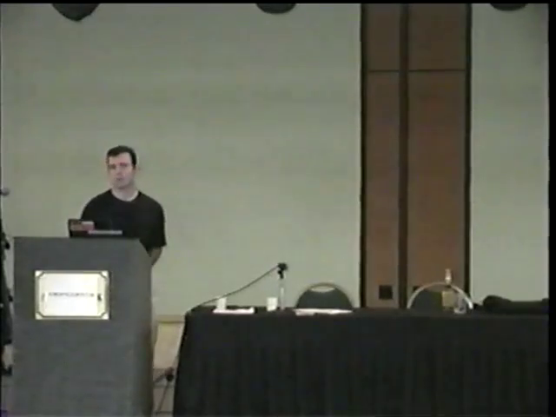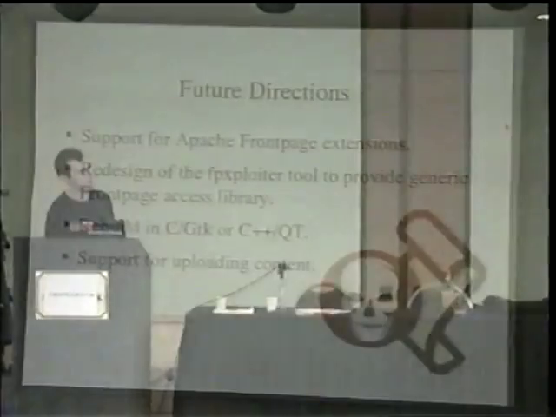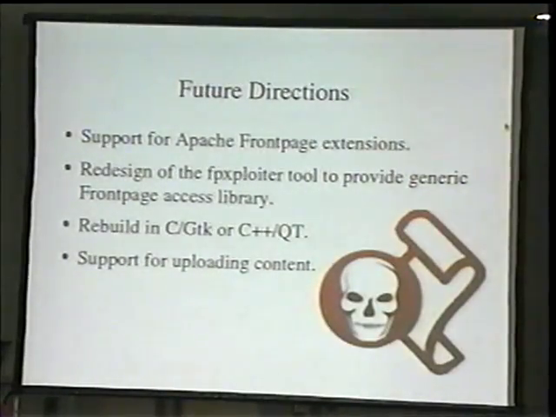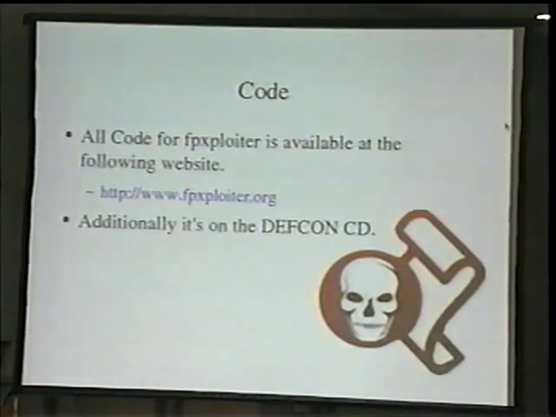There's also an opportunity to redesign it for generic Frontpage access. Perhaps the OpenOffice guys, if they're listening, are interested in adding Frontpage based access to the OpenOffice suite. And I'm all for rebuilding it as something a little faster than Perl GTK. Support for uploading content is very close. There's a few Unicode-based characters that Microsoft puts in, but once all of that's been cleared up, I don't see it taking very long. All the code is available at the website.